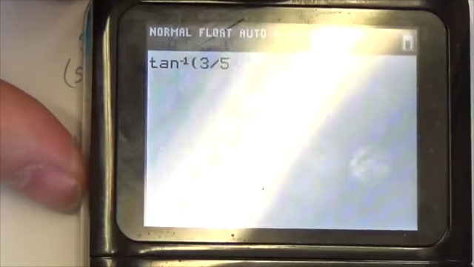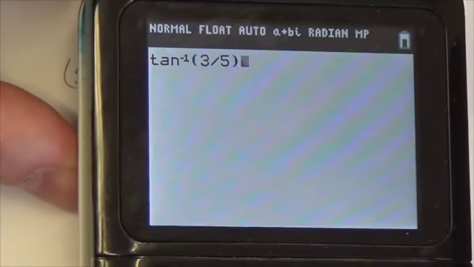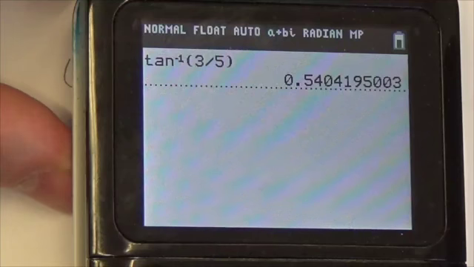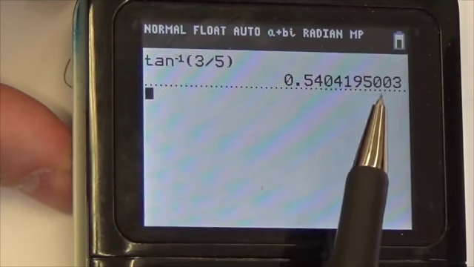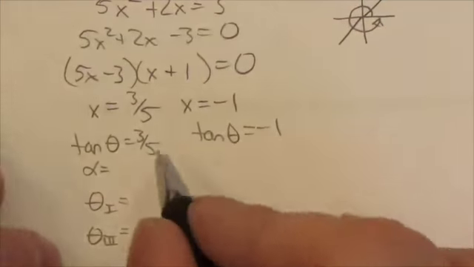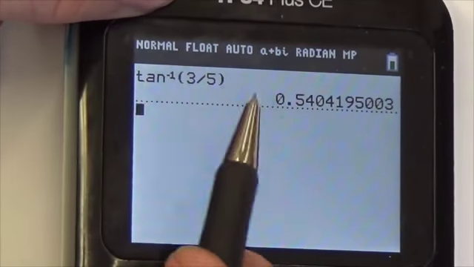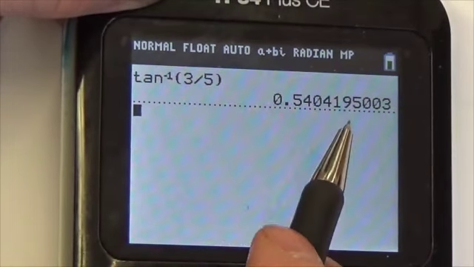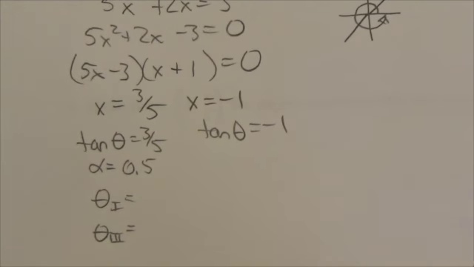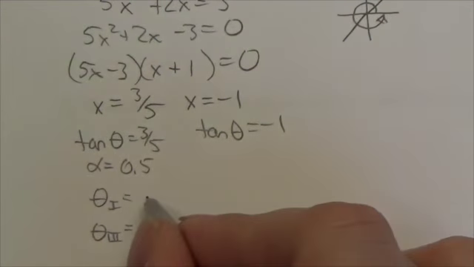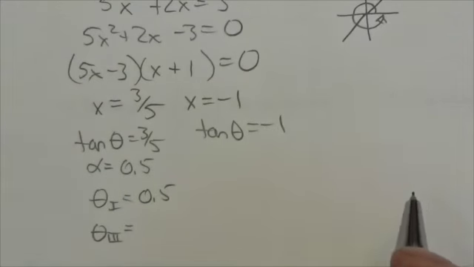Now I'm in radian mode, so when I press enter, I'm going to get my answer in radians. The question says to the nearest tenth of a radian, so I'm going to identify my reference angle as 0.5. However, I'm not going to delete that from the calculator. I'm going to leave it like this. In the first quadrant, that doesn't make any difference because the rotation angle in the first quadrant is the same as the reference angle, so that's going to be 0.5.